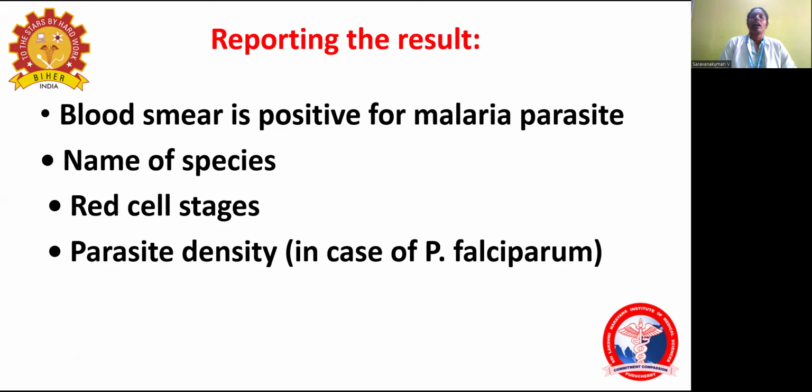And there is a reporting format for the malarial parasites. First, we have to tell whether the blood smear is positive for the malarial parasite or not, followed by which species is involved, whether it is vivax, falciparum, or malariae. Then, in which stage the parasites are, whether schizonts, trophozoites, or gametocytes, should be included. And parasitic density should be told in the report. That is useful for falciparum malaria.